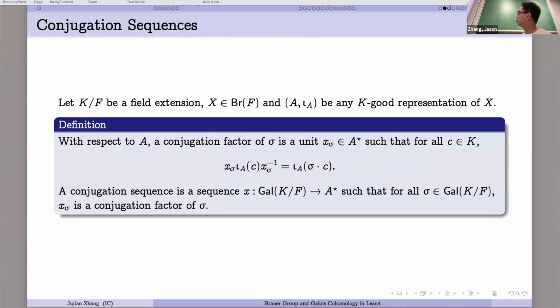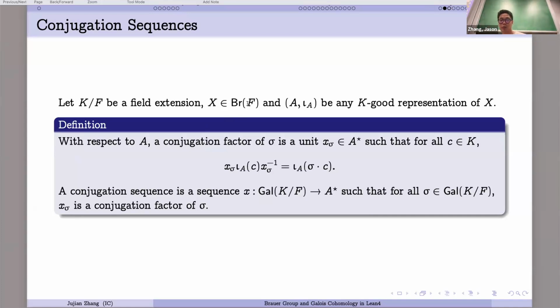So now let's just assume K over F to be a field extension, and we can always assume K over F to be finite dimensional Galois. Some of the theorems don't really require both assumptions, but just for simplicity, we will always assume K over F to be finite dimensional and Galois. So if X is in the relative Brauer group, I should write K over F here. Yeah, sorry. And then we can see that by previous lemmas, X actually has a good representation.